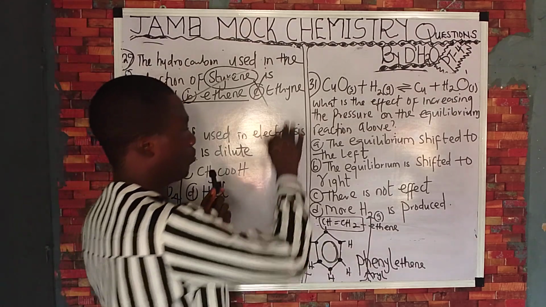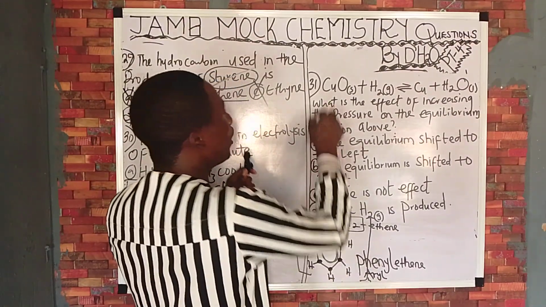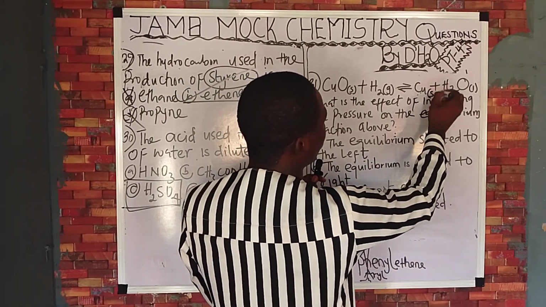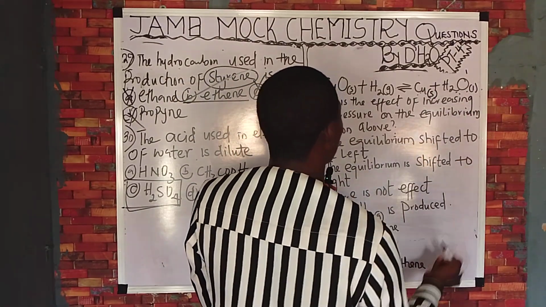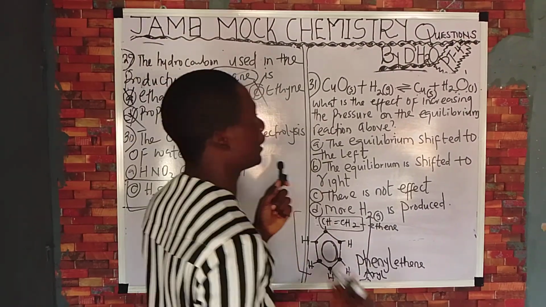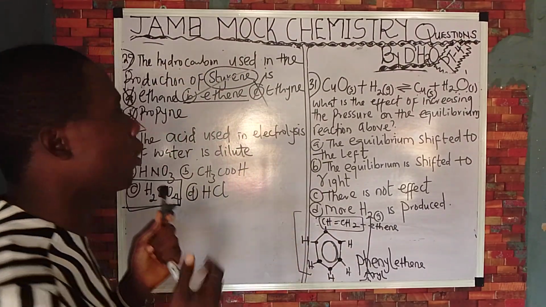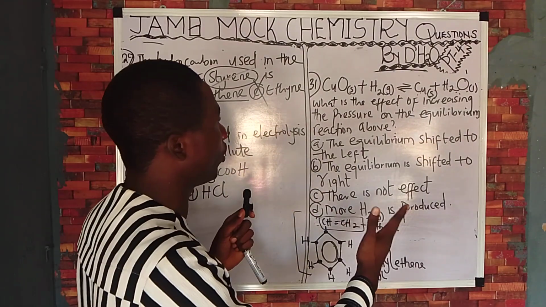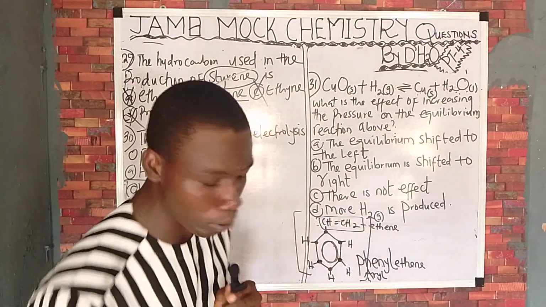Thank you very much. Let's go to question 30, number 1. Now, copper 2 oxide plus hydrogen gives us copper. Remember that copper is a solid and H2O, which is a liquid. They say, what is the effect of increasing the pressure on the equilibrium reaction above?